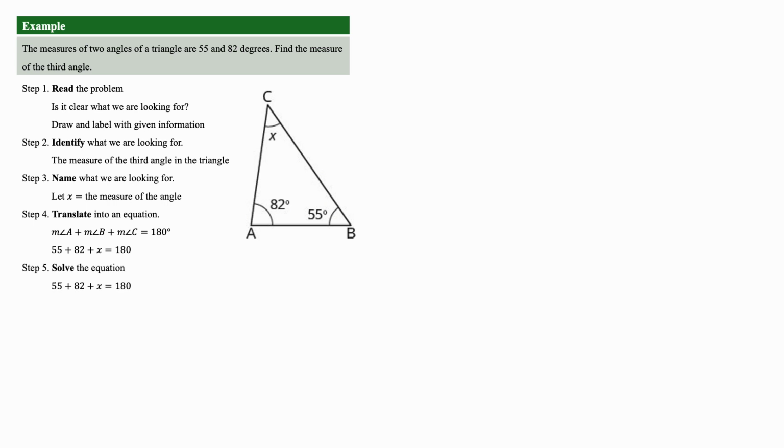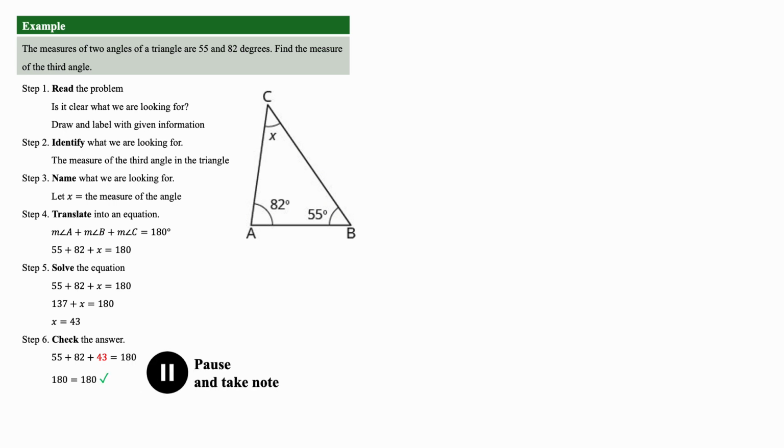So we're going to solve this equation. 55 plus 82 plus x is 180. So we're going to do simplification, and we get x equals 43. We're going to check this answer by substituting it in for x into the original equation that we developed, which will be 55 plus 82 plus 43 is equal to 180. And it matches. So let's answer the question. The measure of the third angle, the measure of angle C, is 43 degrees.